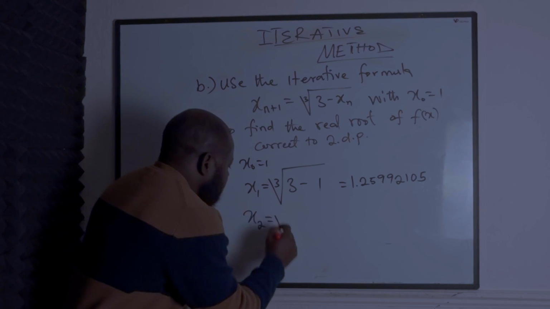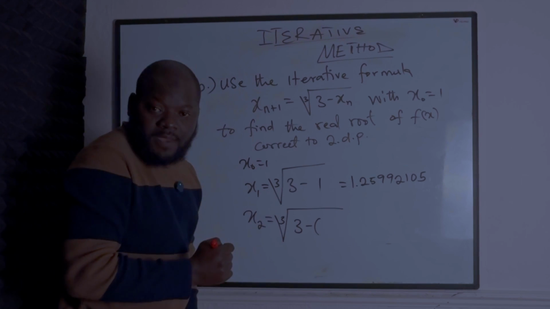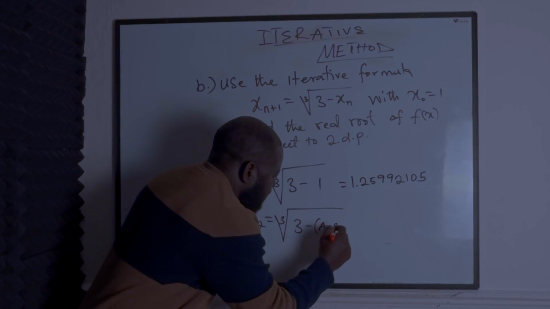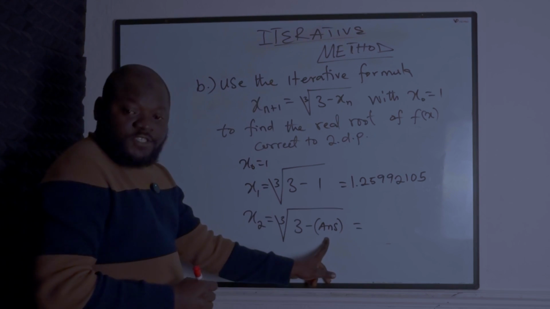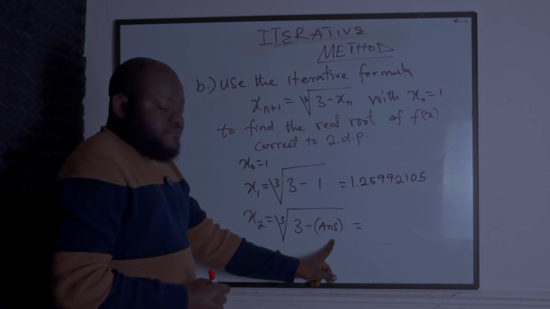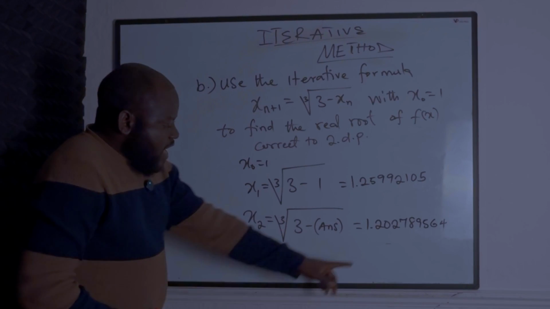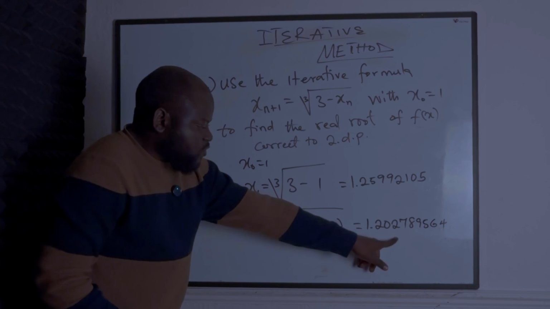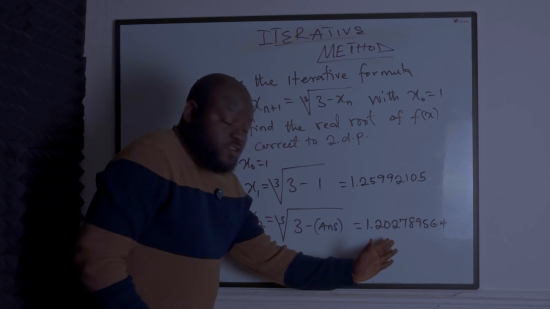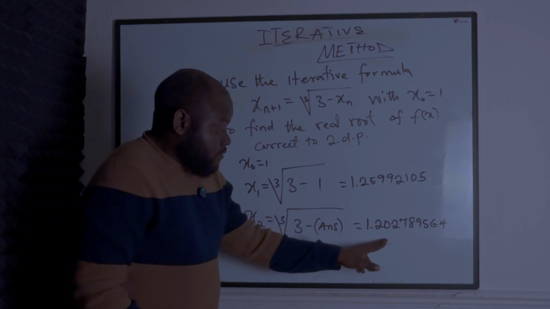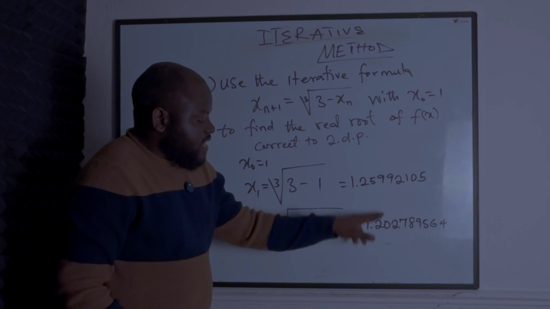That means we are going to have the cube root of 3 minus answer. Am I making sense now? Okay. So when you press your calculator, that is, you put this value into this place, and you say 3 minus that value, then you take the cube root of it, your result should be, now that we have this, 1.20278956.